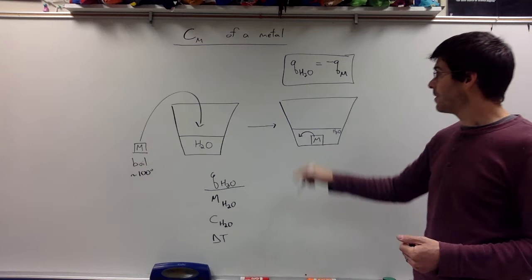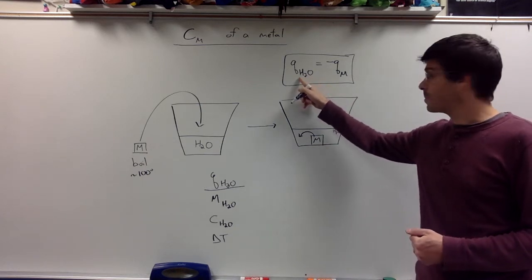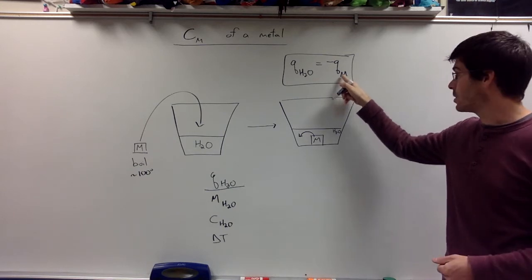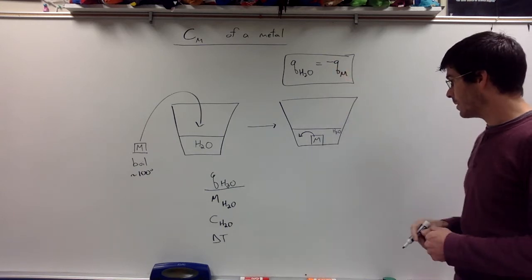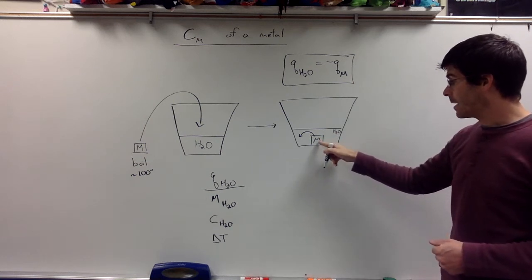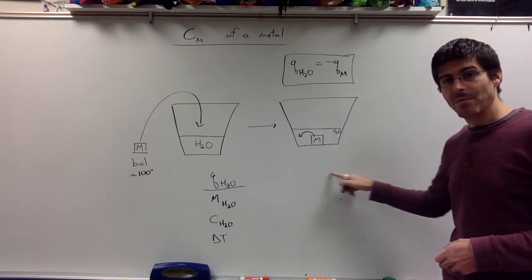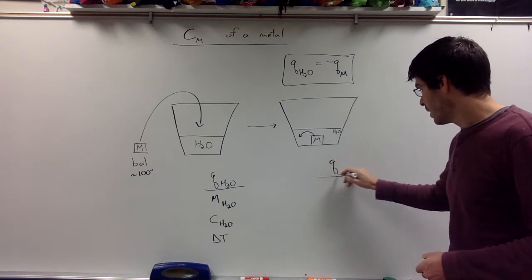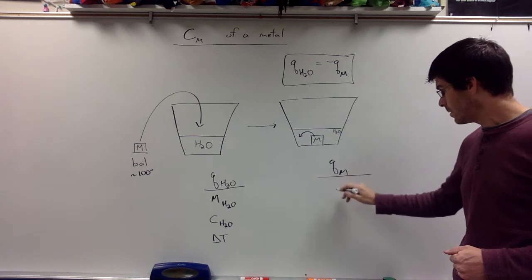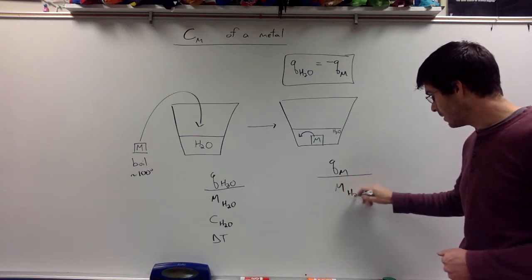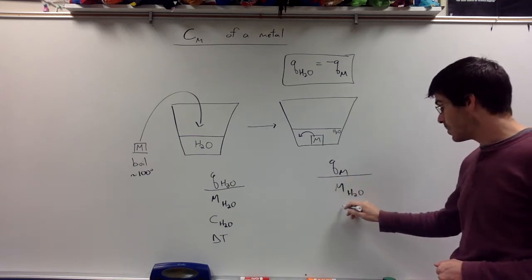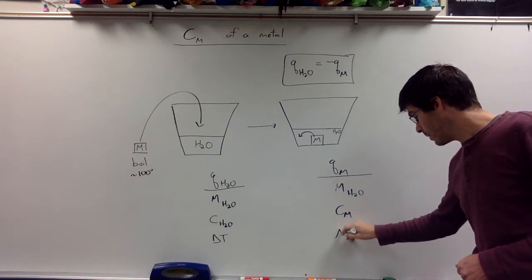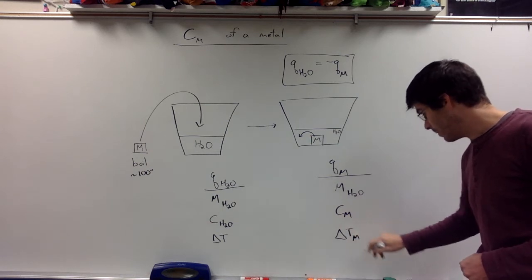But now we're going to do something different here. Since we know the heat that the water absorbed, we can also figure out the heat that the metal gave off. So we change that sign, and then we can get the heat of the metal. Now, in order to find the specific heat of the metal, we have a separate mCΔT equation. Okay, so we have the heat of the metal. We can figure out the mass of the metal. The specific heat of the metal is the thing we're trying to solve for, and we will need to find the temperature change of the metal.